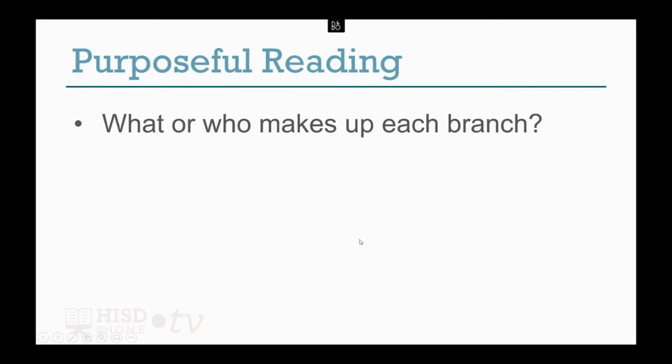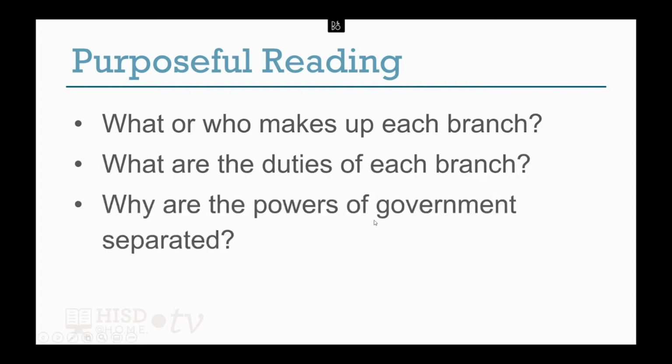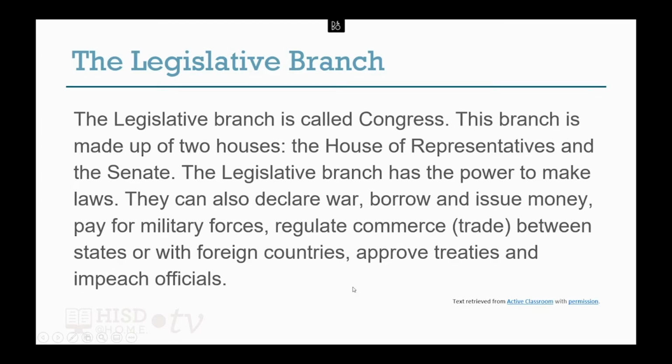Okay, so we're going to start by reading about the 3 branches of government. As we read each section, I want you guys to try to answer a few questions. The first question that you're going to need to answer is what or who makes up each branch? The second is what are the duties of each branch? And then finally, why are the powers of government separated? All right, so we're going to take this branch by branch. We're going to do a reading for each branch, and we're going to go ahead and do the first one together. All right, so let's start with the legislative branch.